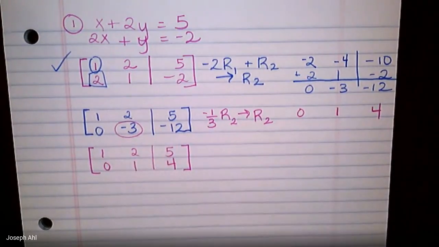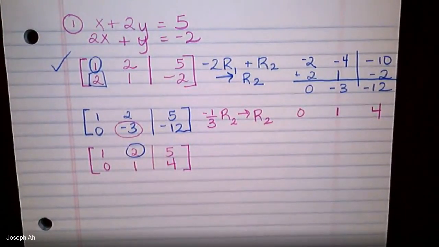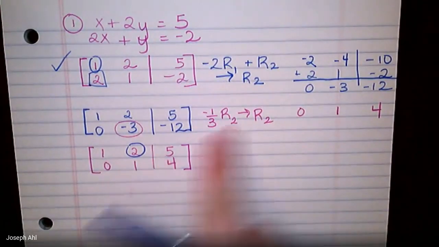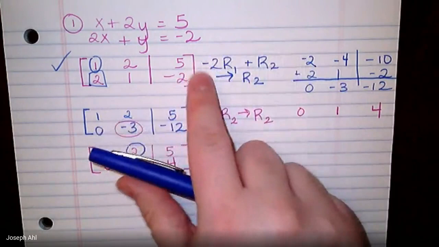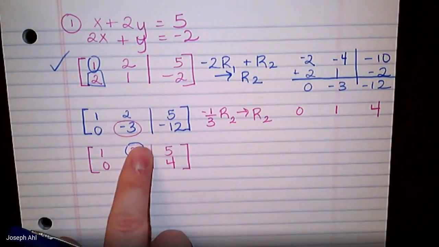Bottom row is now 0, 1, 4. One more step to go. The last thing to get this into RREF, reduced row echelon form, make that into a 0. To make that into a 0, we're going to do something similar to what we did up here. I'm going to multiply a row by something and add it to another row.